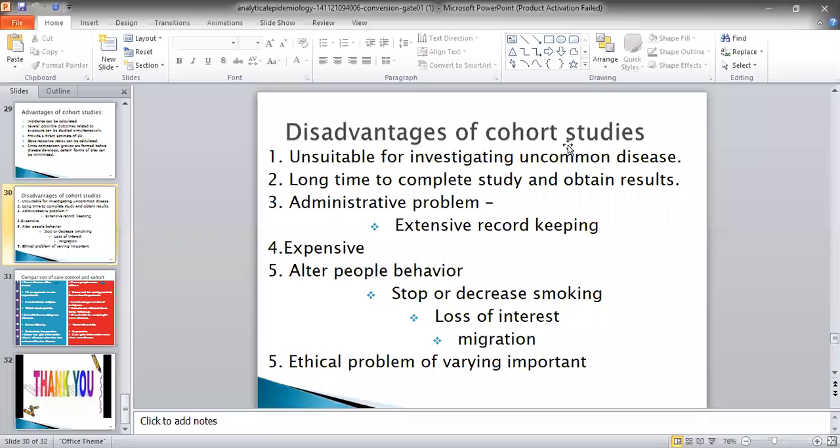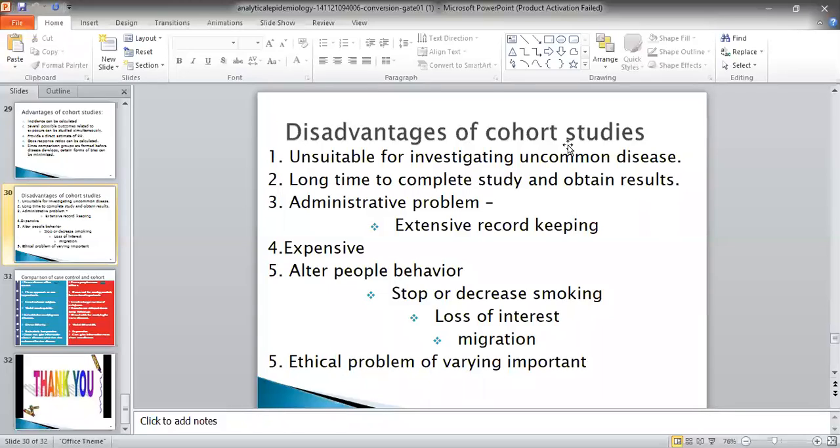Disadvantages will include it is unsuitable for investigating uncommon diseases. It is not suitable for study rare diseases because it requires follow-ups. It takes a prolonged period of time. It is an expensive study, so we will not use this study for the rare diseases or uncommon diseases. ठीक है. Second disadvantage will be long time to complete study and obtain results. Follow-ups required, as I told you, so it will take long time.